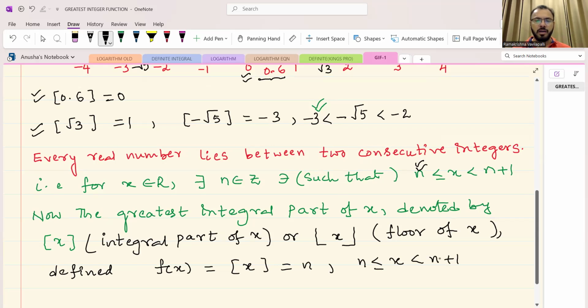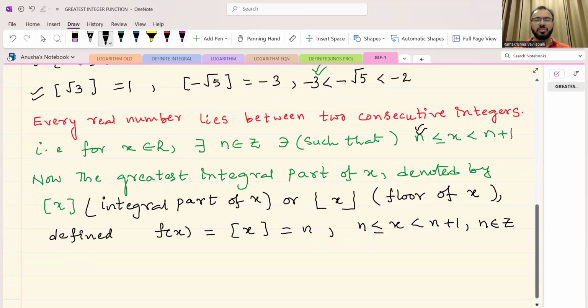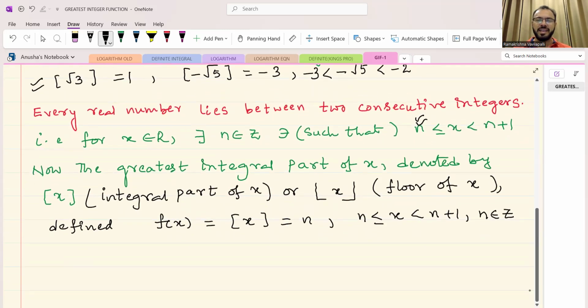If you can remember this last sentence, then all your confusions will be out. Integral part of x equal to n, where x lies between n and n plus 1. What is n here? n is an integer. You always try to fit the given real number between two consecutive integers, and you choose the left integer only. So this is the definition of greatest integral part of x.